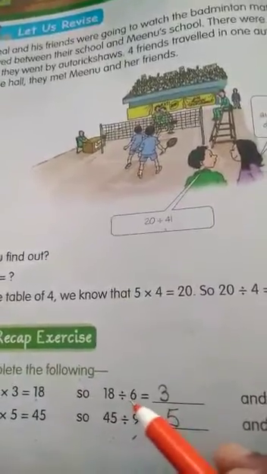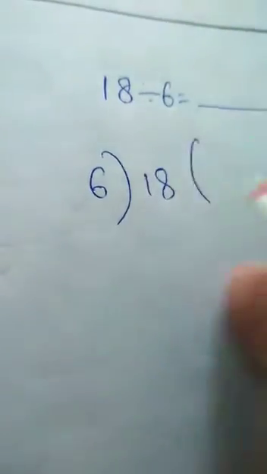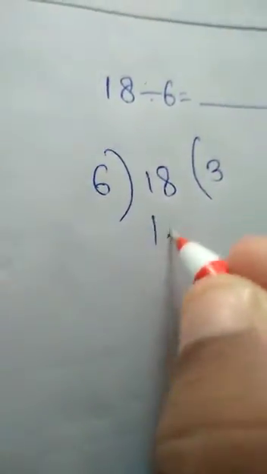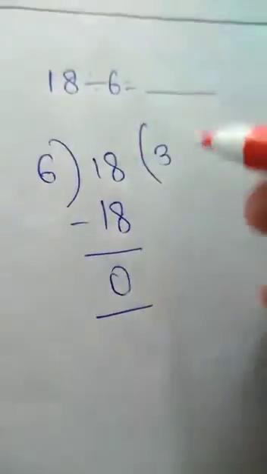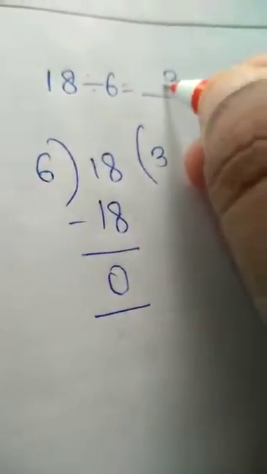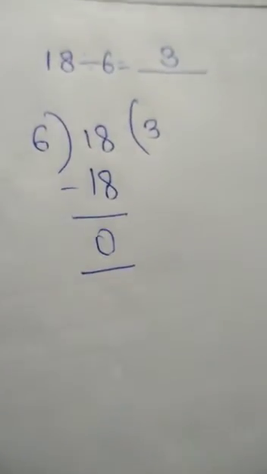So again we have to divide. 18 divided by 6 equals dash. 6 3s are 18. So 18 minus 18, 0. So 18 divided by 6 equals 3. Like this you have to divide and write the answer.